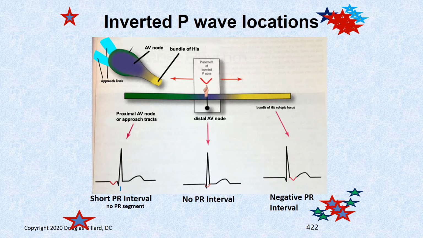And here are the examples. There's one that occurred clearly before the QRS complex, and it's in the green area. It could occur anywhere in this region, right? Approach tracts or in the proximal AV node. Here's one that you can't see. This is hidden. That means it's occurred in the distal AV node. I've got to fix this drawing a little bit. And if it occurs after the QRS complex, notice they're all inverted. That means it's occurred in the bundle of His itself. Got it?